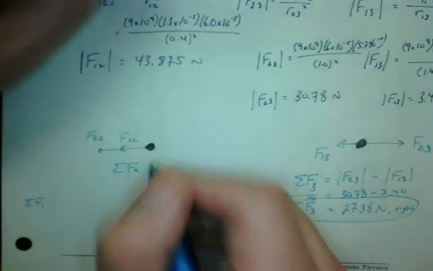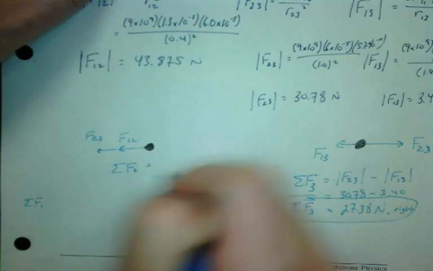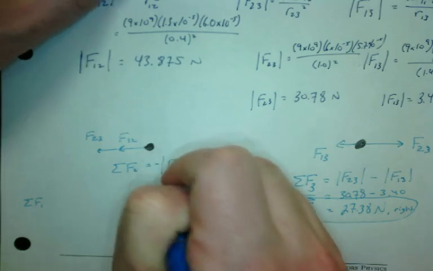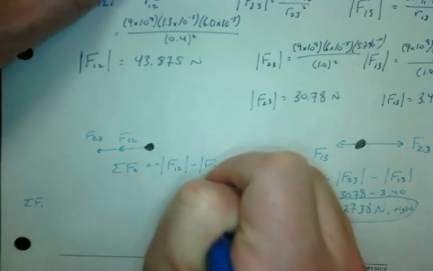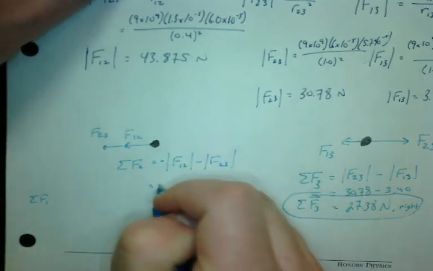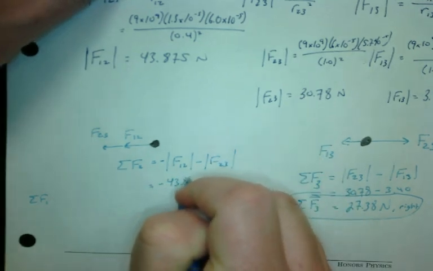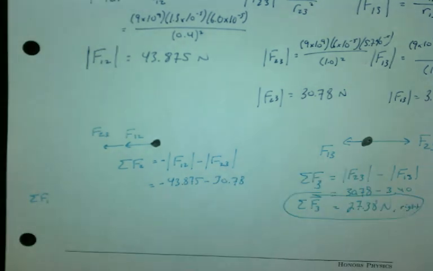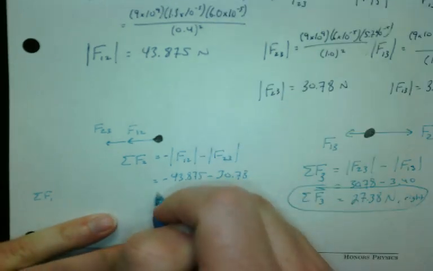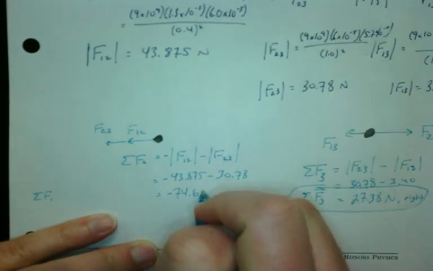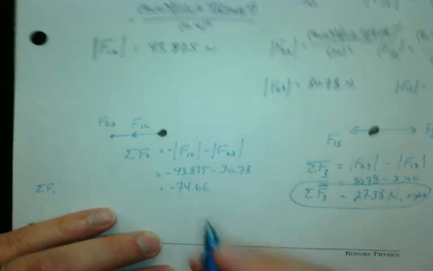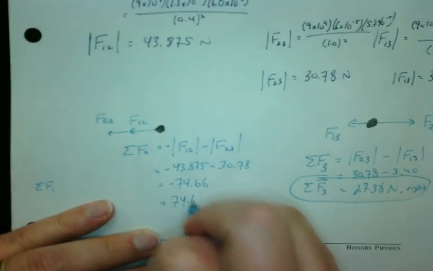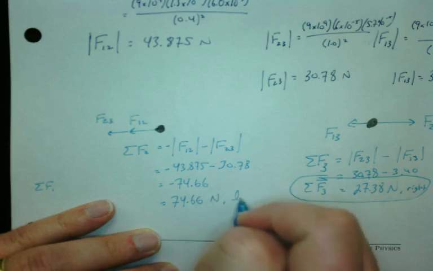So what I'd say now is that the net force is negative the force between 1 and 2 minus the force between 2 and 3. They're both going in the negative direction. So it's going to be negative 43.875 minus 30.78, which I'm getting to be about negative 74.655, or 66, I guess. So I would say, what does that mean? That means that the net force is 74.66 newtons left.